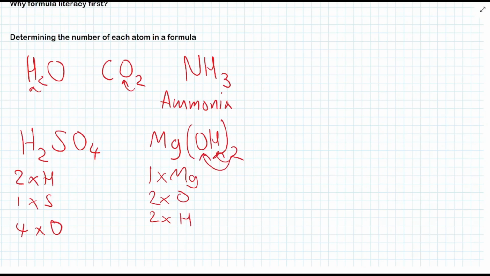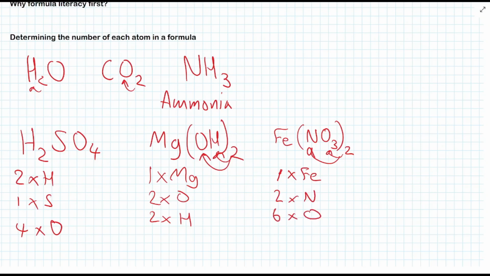This again can include other numbers, so let's say we consider iron nitrate. Here we've got 2 numbers involved, but the rule is just the same. We're going to have 1 times Fe, we're going to have 2 times nitrogen, and we're going to have 6 times oxygen, because we've got the 2 times the 3. So for all these examples, it becomes fairly straightforward. So that's how we work out the number of each atom in a particular formula.